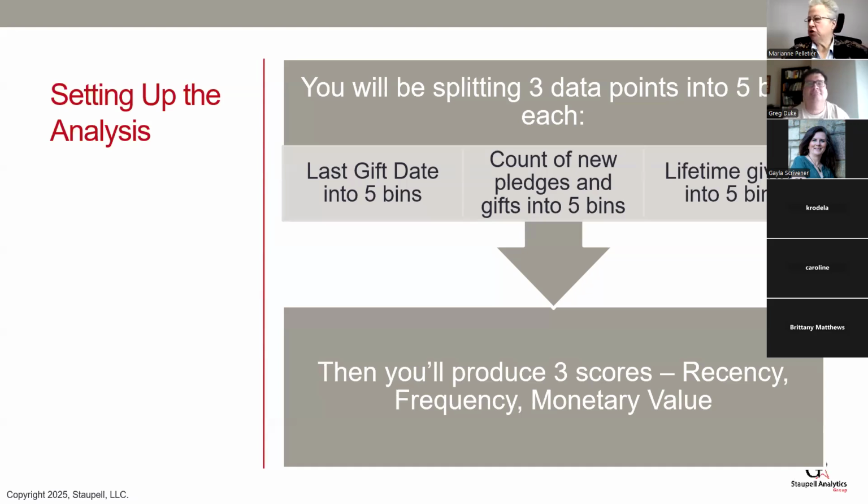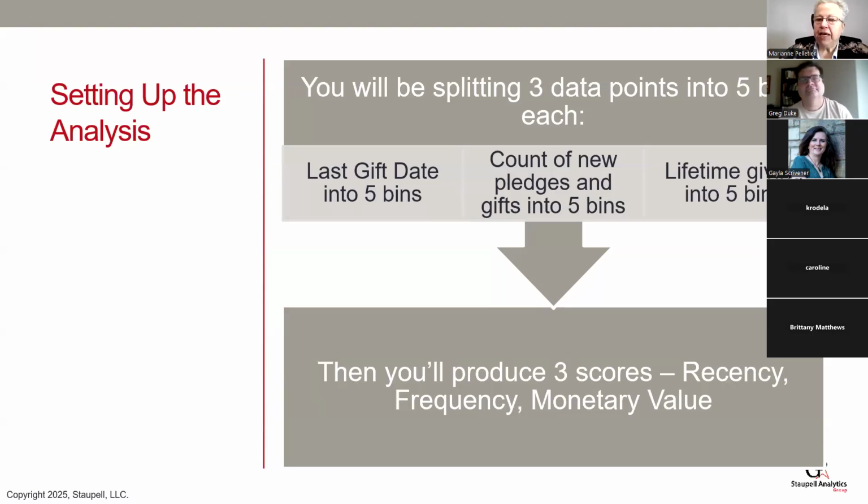Okay, so when you do RFM, and the book shows you how to do it in Excel and how to do it in Power BI, you're going to put your data points into 5 bins each. And it's not the people into 5 bins. It's not 20% of the people. It's the values. So if you have half your database whose last gift was $10, $10 might be your bin 1, and half your database is going to live in bin 1, if that makes sense.